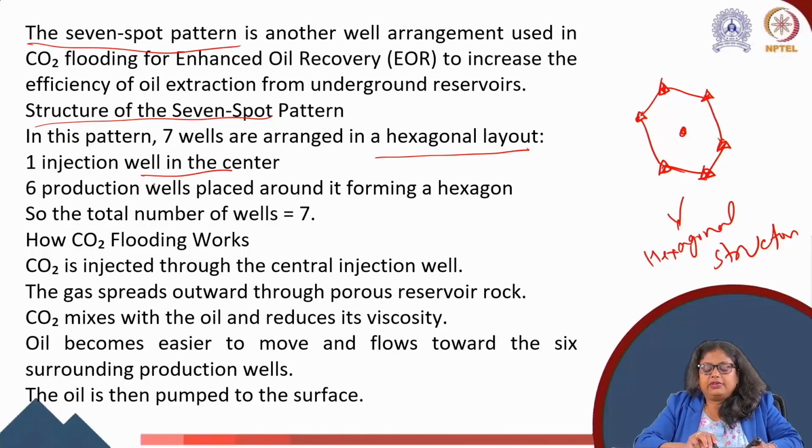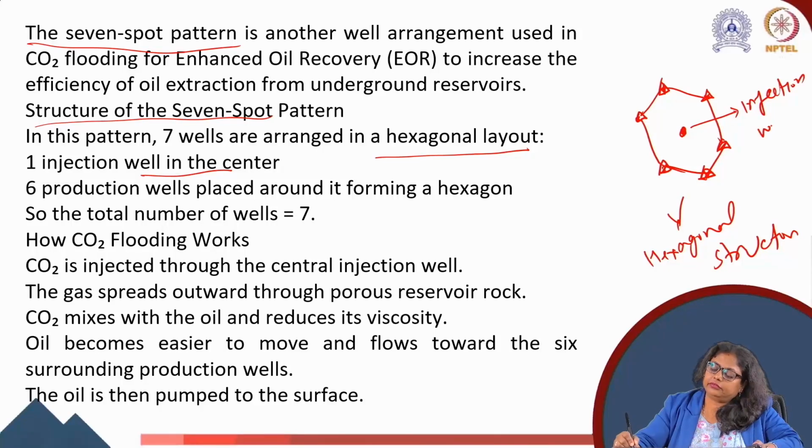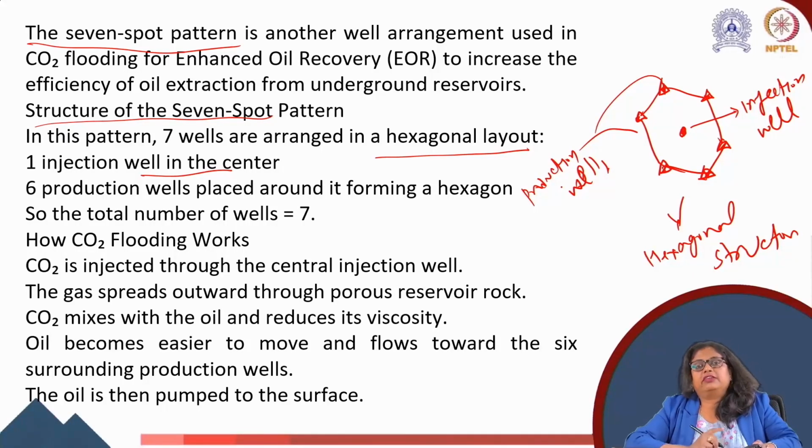So one injection at the center. So this circle I am representing as the injection well, and this surrounding I am talking about as the production wells. So one injection well here at the center and 6 production wells, which form your hexagon. So the total number of wells we can say is 7.